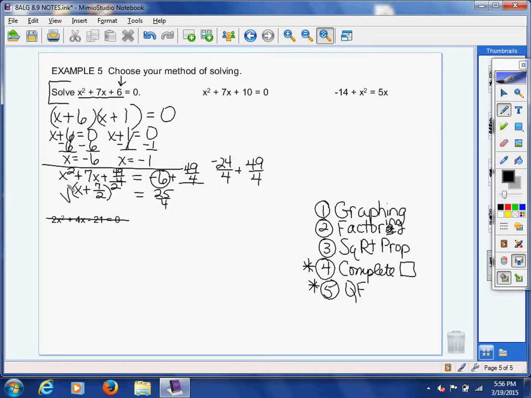Okay, now we're ready to take the square root of each side. I'll have x plus 7/2 equals positive or negative, and the square root of 25, remember, is 5, square root of 4 is 2. So here are my two equations. X plus 7/2 is equal to positive 5/2. X plus 7/2 is equal to negative 5/2. Okay, and then let's solve. Let's take away 7/2 and see what we get.